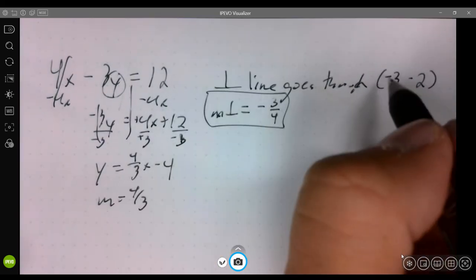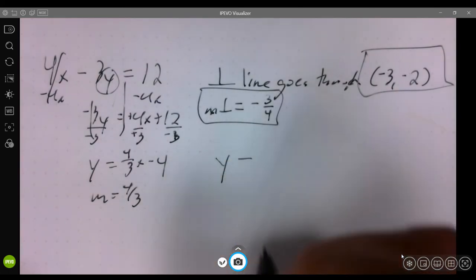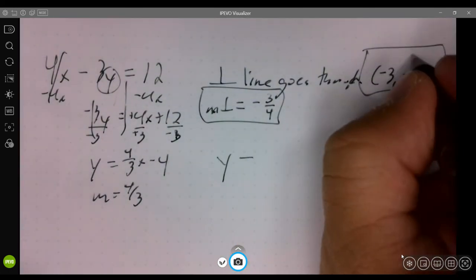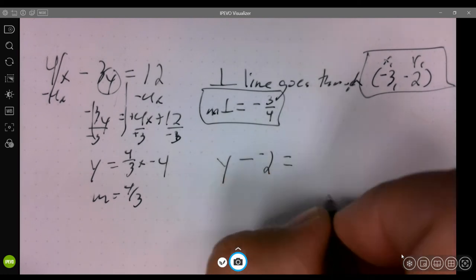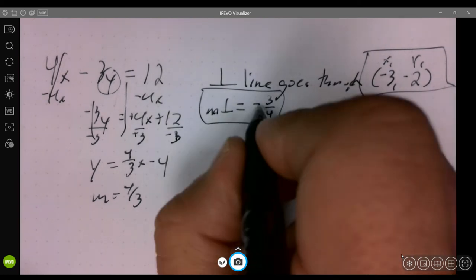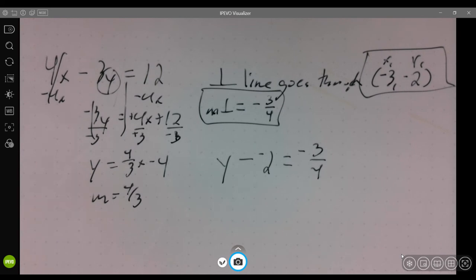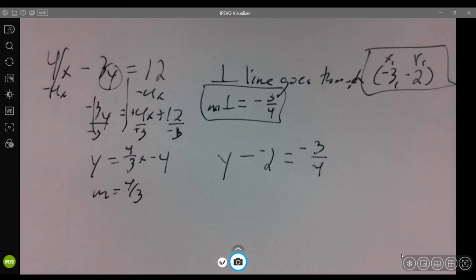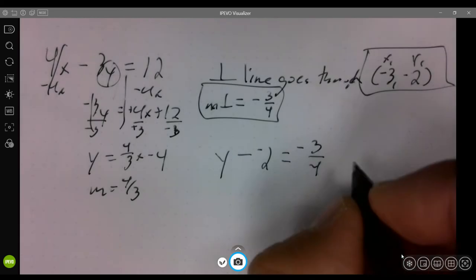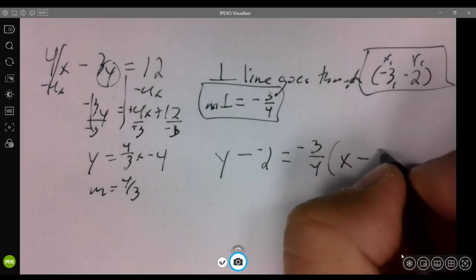So now I have the two things I need, a slope and a point, to put it into point slope form. So I have y minus the y coordinate here, there's our y1 if you want to label, is negative 2, equals the slope, negative 3/4. I'm using this line now. I have a new line that's perpendicular to it. Once I got the slope here, I'm done. I find the perpendicular line or the parallel line slope. That's it. And then I take x minus the x coordinate, which is negative 3.